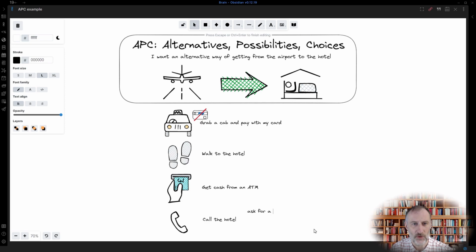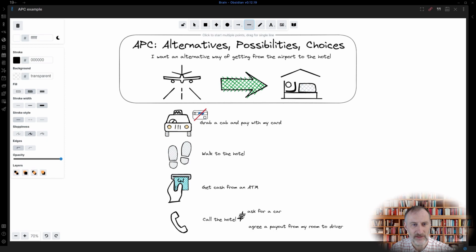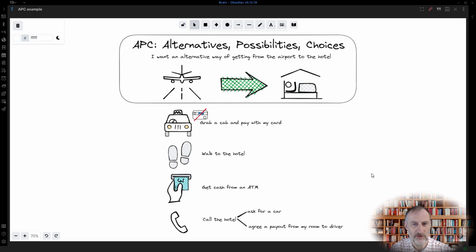I thought of calling the hotel. I first asked if they could send their shuttle, but sadly at 1 a.m. their shuttle did not operate. So I agreed with the clerk, he would pay out cash and charge it to my room account. I was finally able to pay the cab driver upon arrival at the hotel.